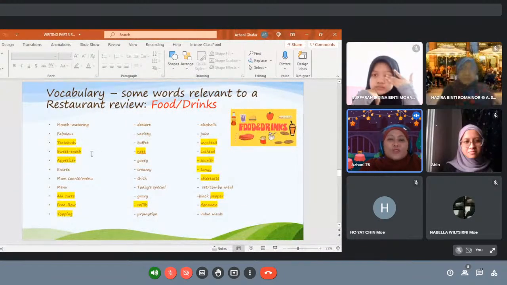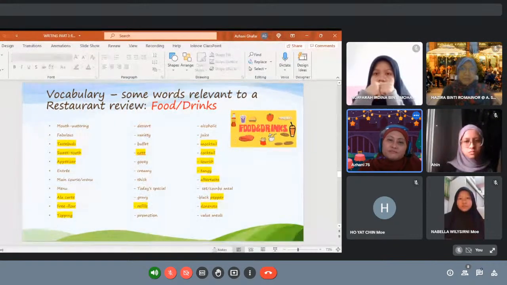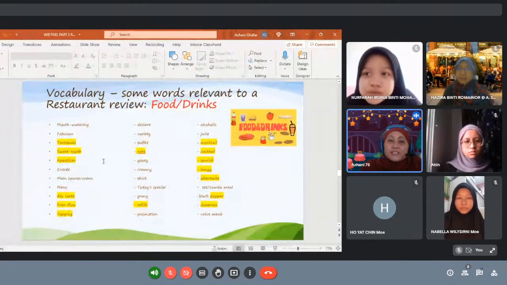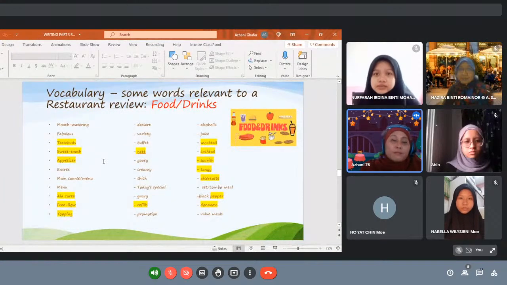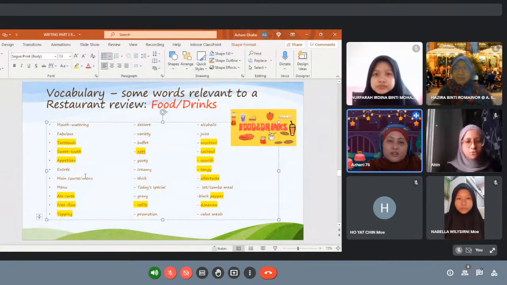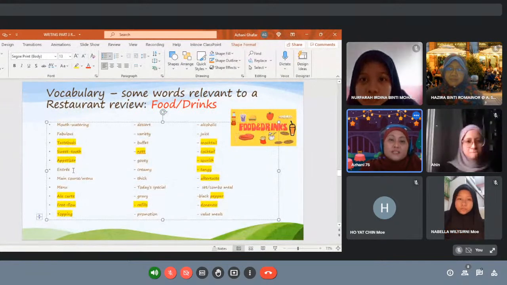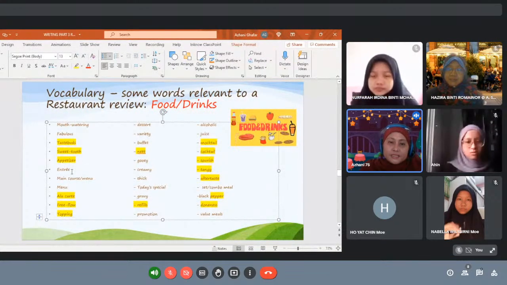Sweet tooth. I'm sure you've heard this before. What does it mean? I'm sure some of you got this right. It means someone who likes sweet things, particularly dessert. Ice cream or maybe pies, sweet pies. Apple pie and so on. Appetizer. I've touched on this earlier on. Entree, I've already touched on this also. This is the same thing.